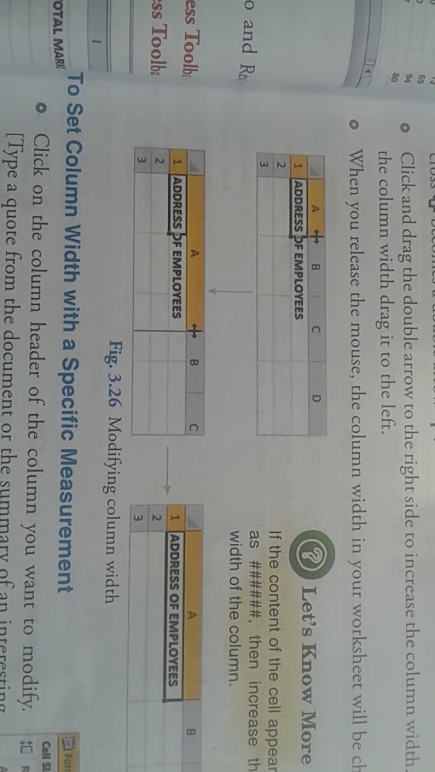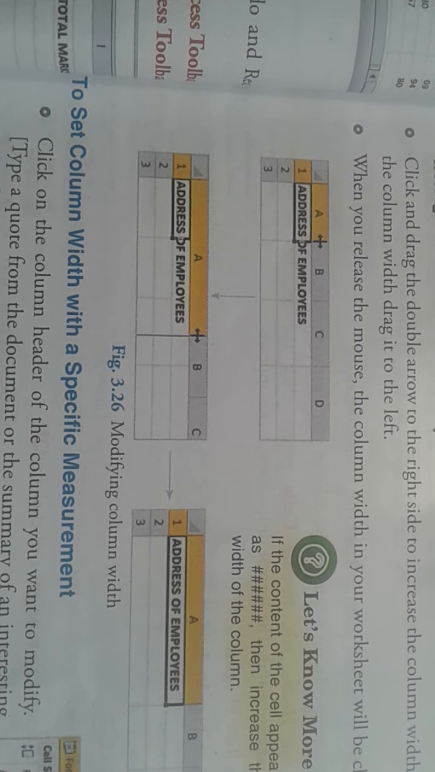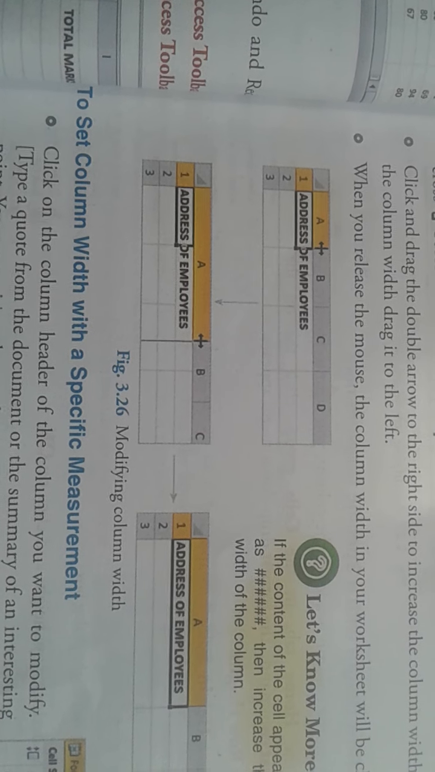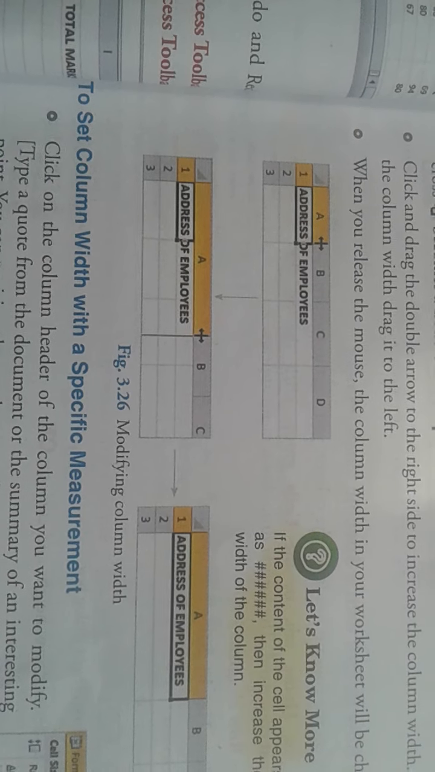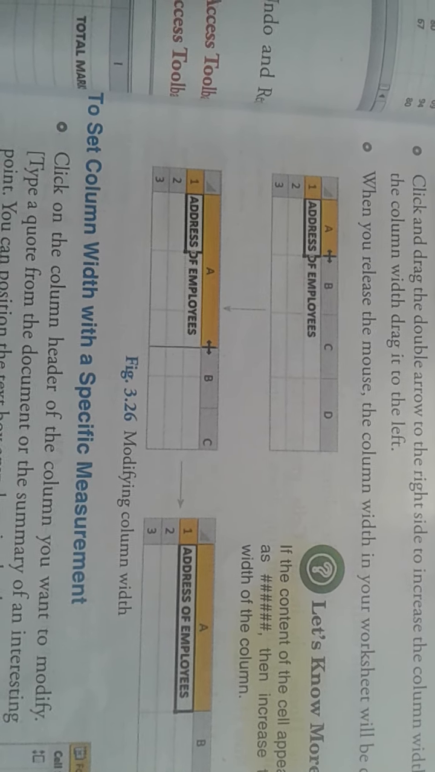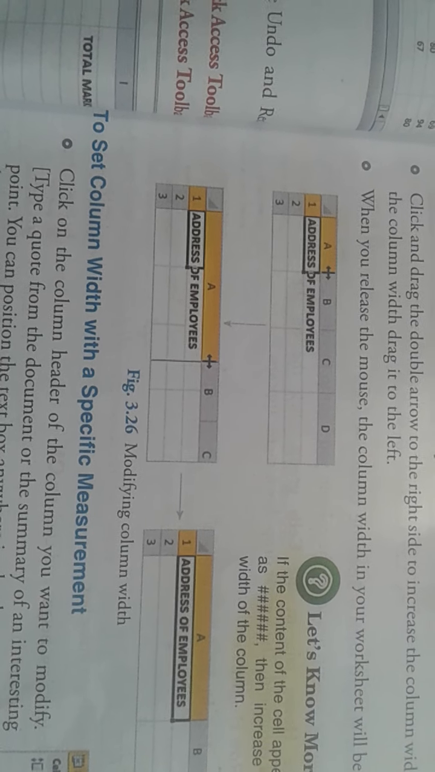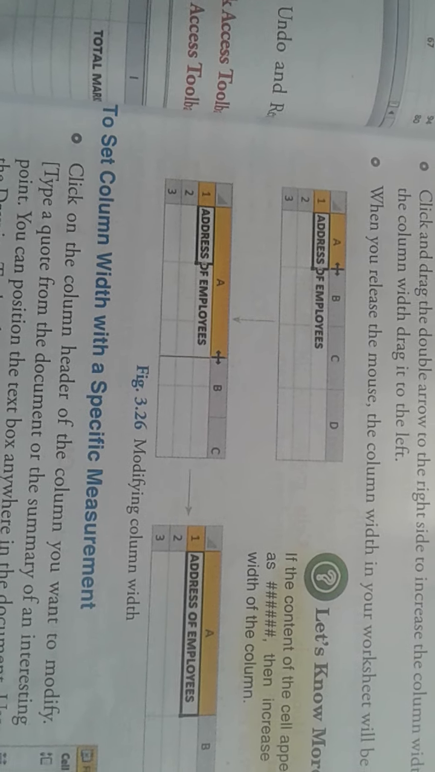On the Home tab, in the Cells group, click on the Format command. The Format drop-down menu appears. Select Column Width, whatever you want. The Column Width dialog box appears. Automatically the dialog box appears, and you have to write down the width you want. Type the desired column width and click OK. After clicking OK, automatically the width of the column changes.